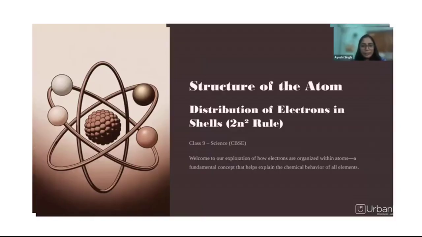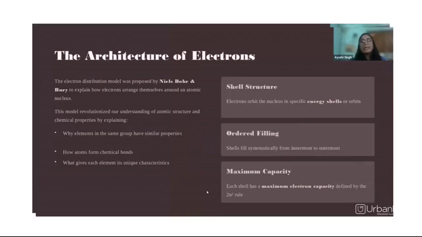So we discussed that there are shells, right? Bohr actually introduced us to that. Now, Neil Bohr and Bury came up with the idea of how many electrons a shell can have. Can it have 10 electrons? Can it have 1,000 electrons? How many electrons are going to be there in one shell or each shell?